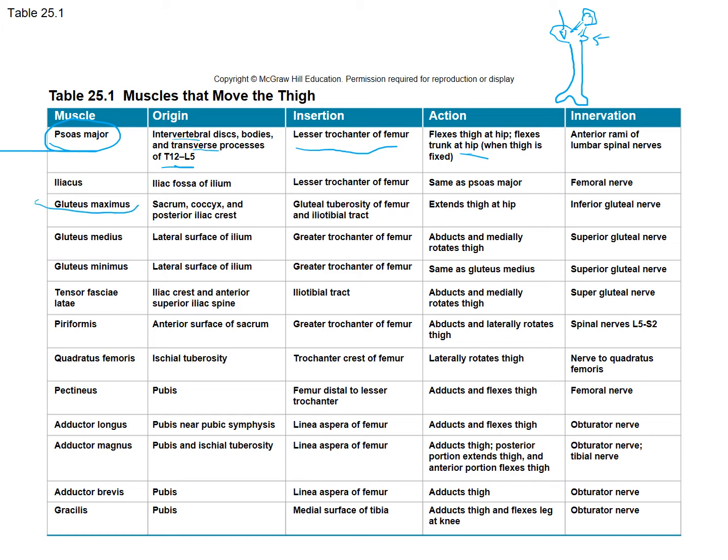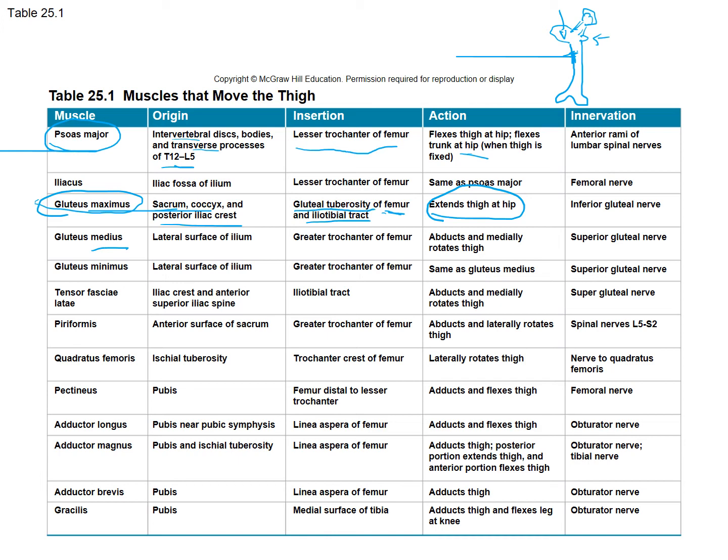Gluteus maximus, the important muscle. Origin will be the sacrum, coccyx, and posterior iliac crest. The insertion will be the gluteal tuberosity of the femur. Remember when we started, the femur had a tuberosity here, a little bit. We call it the gluteal tuberosity. This will be the insertion of the gluteal muscle, and the iliotibial tract. The action will be to extend the thigh at the hip.